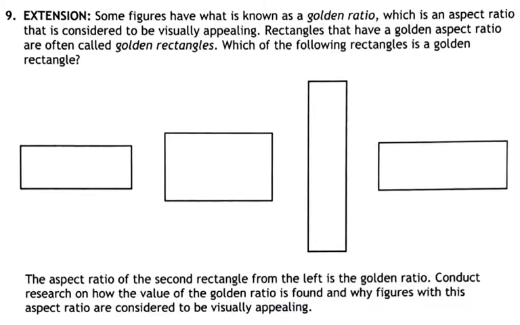The last thing we're going to look at is called the golden ratio. The golden ratio is the aspect ratio considered to be visually appealing. I am going to let you conduct research to figure out why the golden ratio is found appealing and why it is used so often. However, we are going to take these 4 rectangles and try to figure out which rectangle is the golden rectangle.